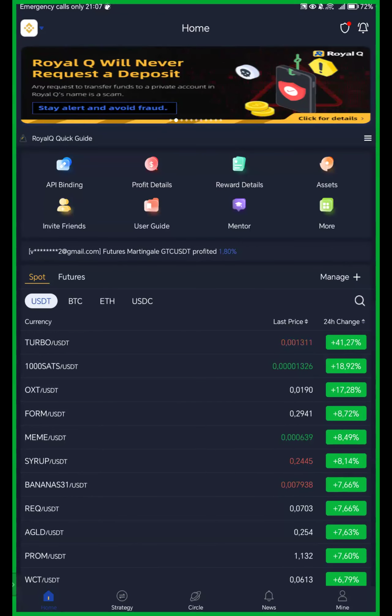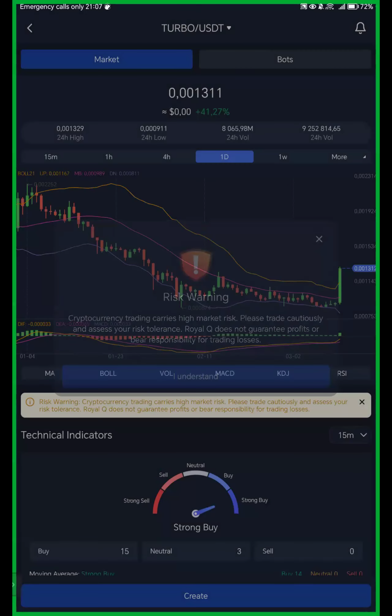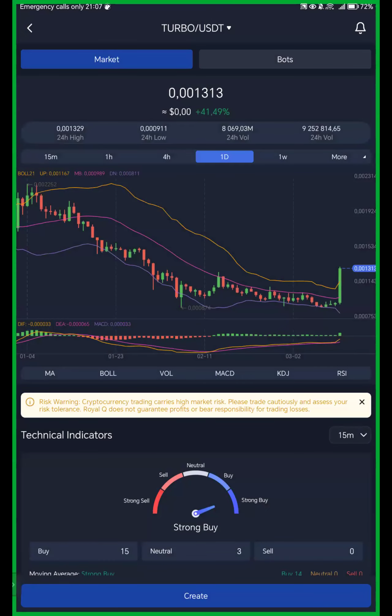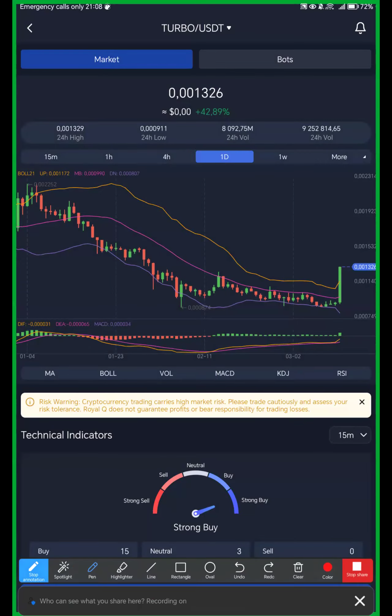Or maybe I can just tap on this one here. There is this coin that is pumping here. All right, so we want the Royal Q robot to pick a trade on our behalf, but we want this robot to use MACD to make an entry in the market. I want you to know that our robot normally will look for the opportunity to enter the market in a 15 minutes time frame.